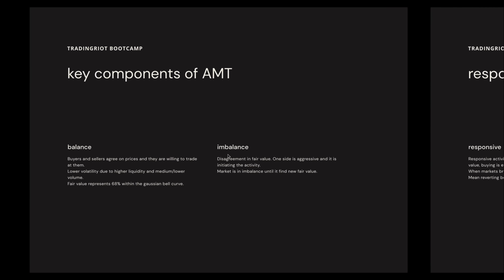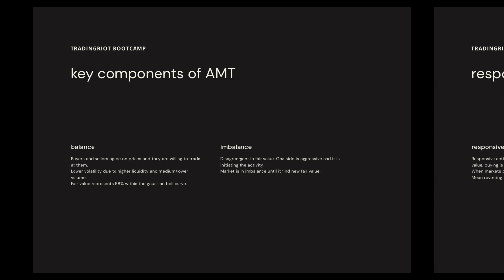Other components are obviously the balance and imbalance. This is something that I mentioned back when we were talking about the market environments. This is just another term for trends and ranges. The balance is where buyers and sellers agree on prices and they are willing to trade at them. So the market is stuck in some sort of range, and it will just be mean reverting towards any sort of mean you have plotted. Lower volatility due to the higher liquidity, and medium to lower volumes. The fair value represents 68% within the Gaussian bell curve, which was the thing we saw at the beginning.